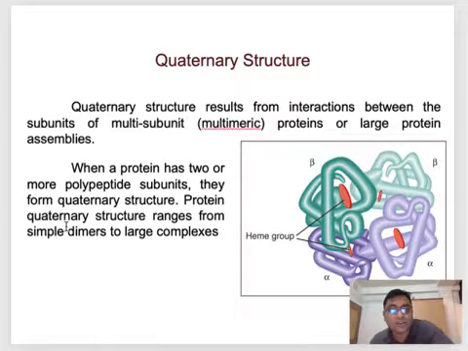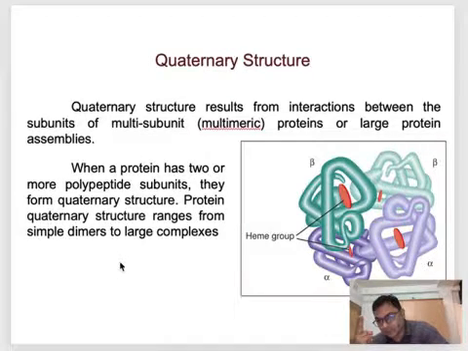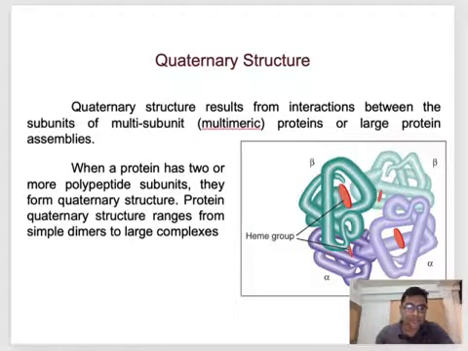Okay, so protein quaternary structure ranges from simple dimers to large complexes. A quaternary protein can have only two subunits, or it can have many subunits. Okay, so that was all about the introduction of proteins.